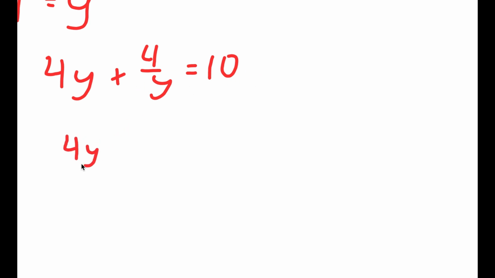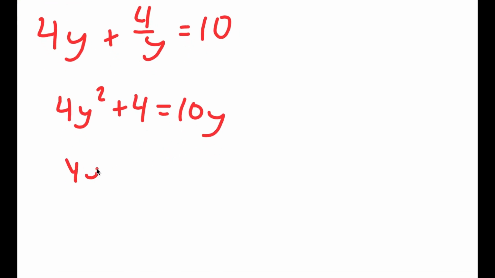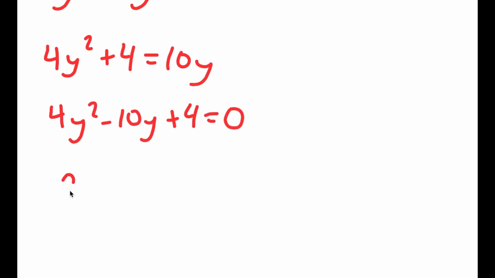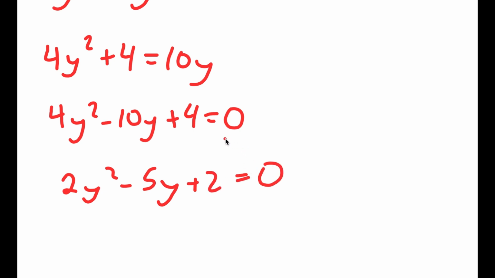So I get 4y squared plus 4 is equal to 10y, meaning 4y squared minus 10y plus 4 is equal to 0. And this means that 2y squared minus 5y plus 2 is equal to 0. And you have to use the quadratic formula to solve this.